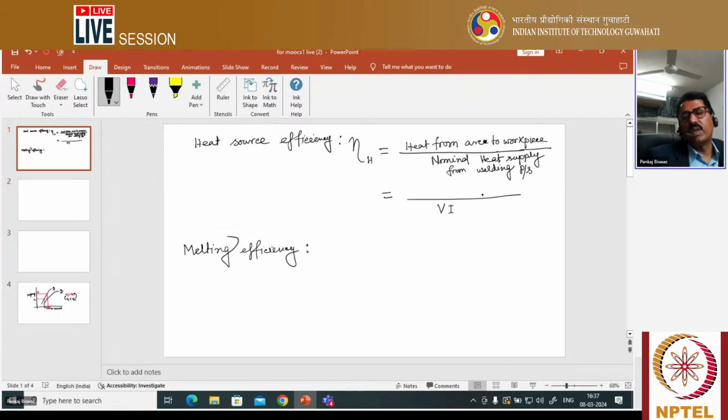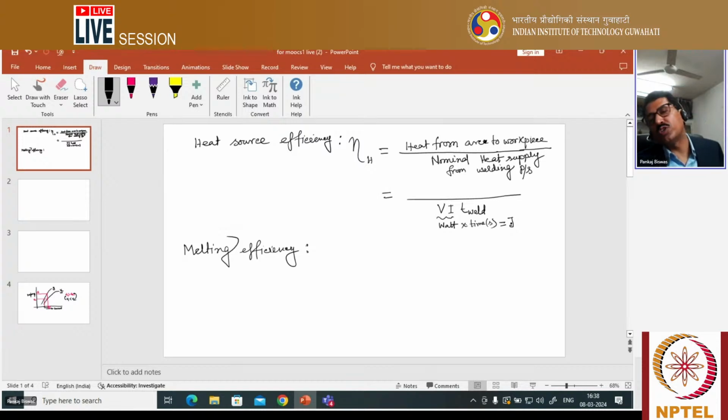Now, if you multiply by the time required to weld, T weld, then with this power, whose unit is watt (this VI unit is watt), if we multiply by the time of weld in seconds, we get the heat, whose unit is joule. This is the heat which is supplied from the power source.